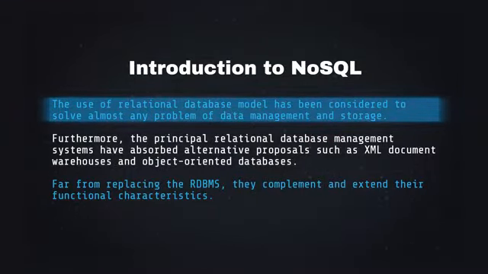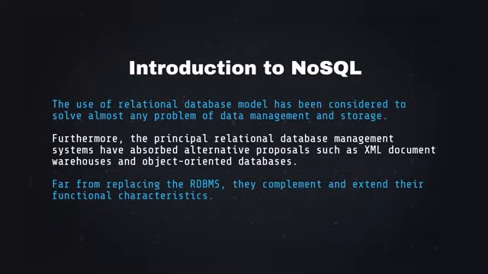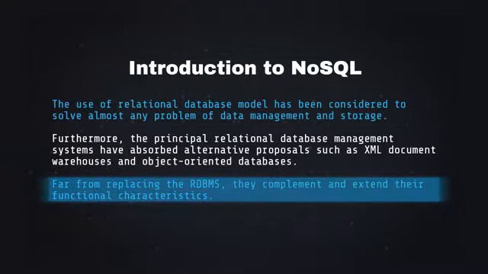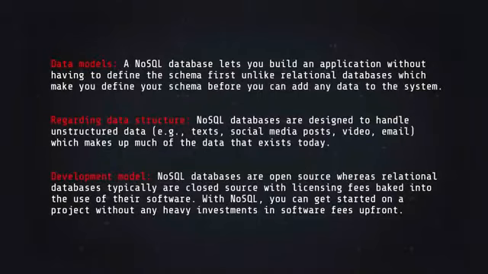problem of data management and storage. Furthermore, the principal relational database management systems have absorbed alternative proposals such as XML document warehouses and object-oriented databases. Far from replacing the relational database management systems, they complement and extend their functional characteristics. But when the limitations of relational database management systems become evident and unstructured data storage challenges grow, the idea of having a single traditional relational database management system that solves everything has been questioned. Here is when NoSQL databases come to the scenario.